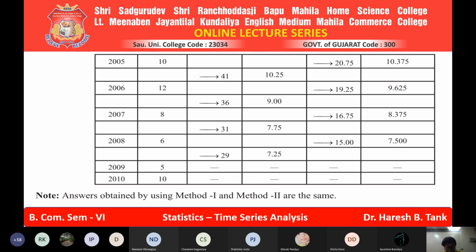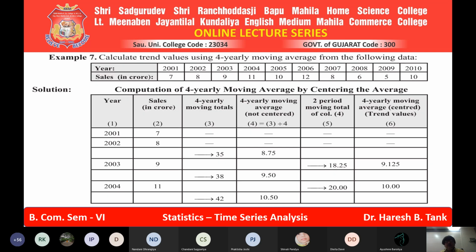41 divided by 4 becomes 10.25. 36 divided by 4 becomes 9. 31 divided by 4 is 7.75. And 29 divided by 4 is 7.25, and the dash remains the same. It was in the last column. This is what you found: the 4 yearly moving average, which is not centered.